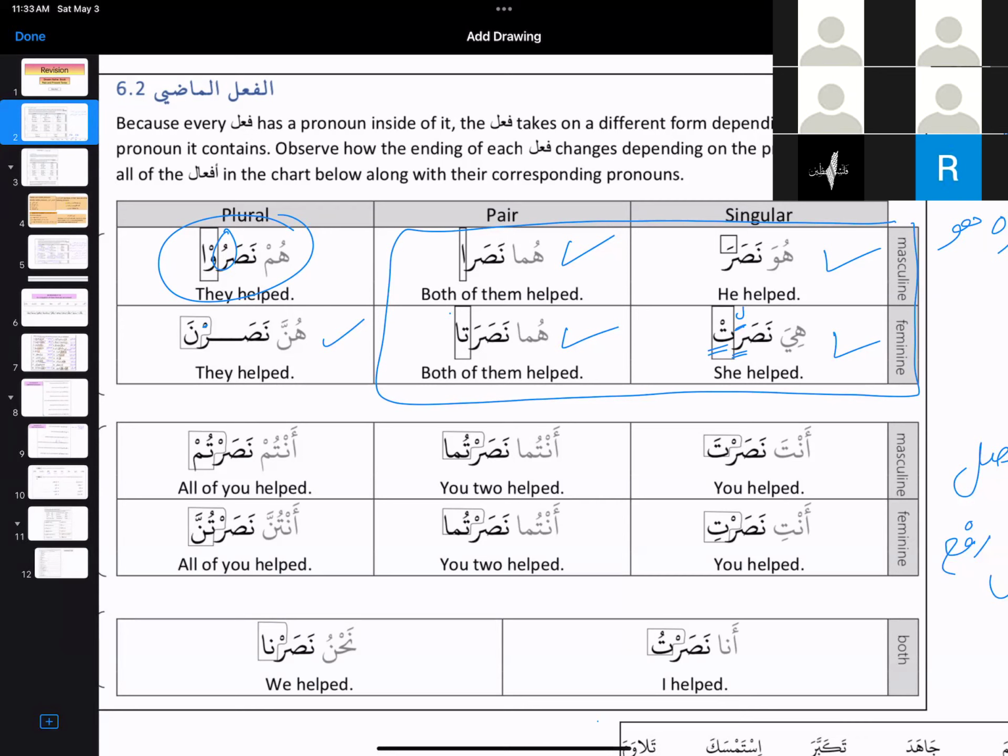From hunna onward till the end, all of the rest of them are mabni ala sukun. So it's easy. Only three things we need: mabni ala fatha, mabni ala dhamma, and mabni ala sukoon. Four of them in the third person, huwa, hiya, huma, all these are mabni ala fatha. Mabni ala dhamma is only one, which is hum, and the rest are mabni ala sukoon.